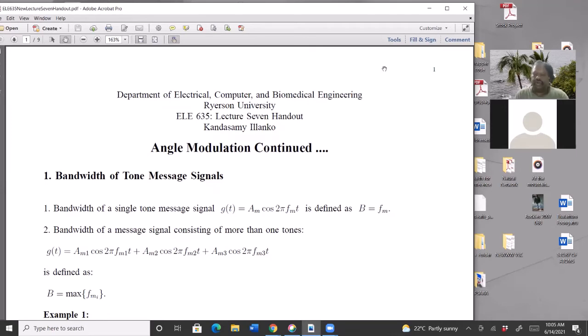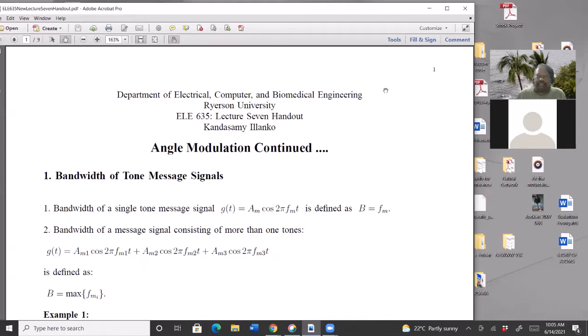Okay, guys, so things are going to get a little bit complicated, but I will go slowly, okay? So we are going to continue angle modulation. We will mainly talk about FM in this lecture.